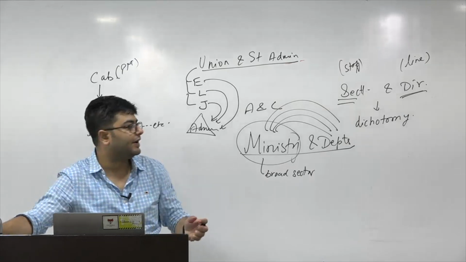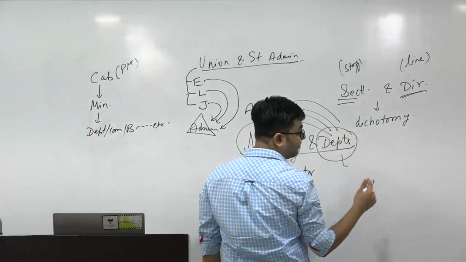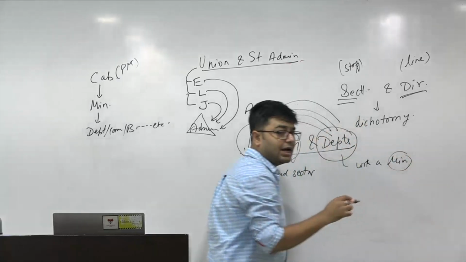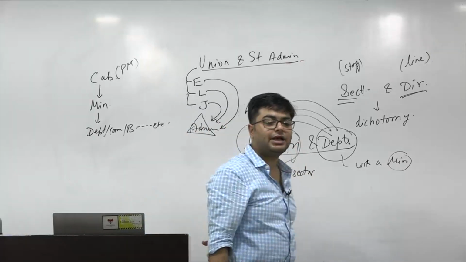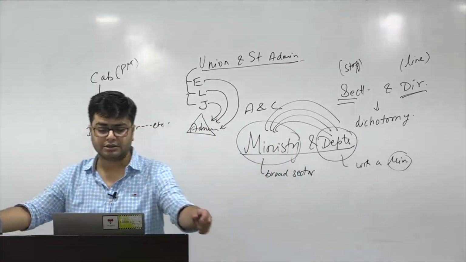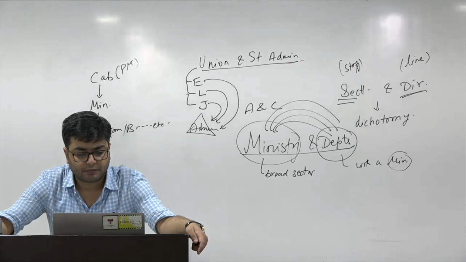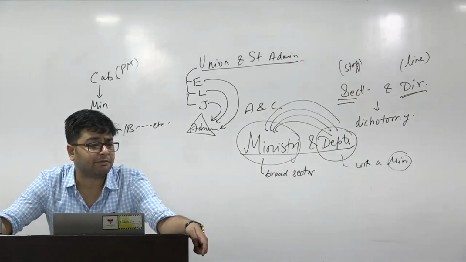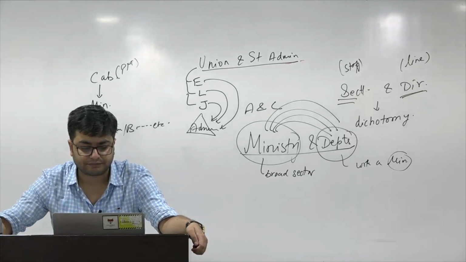Okay? Whereas department is concerned, it is a functional unit, a primary unit within a ministry. Or if there is a very specialized department, that can be kept directly under the prime minister. For example, space, nuclear, sciences, energy, etc. So, for example, Ministry of Finance has Department of Revenue, Department of Expenditure, Department of Financial Services, etc.